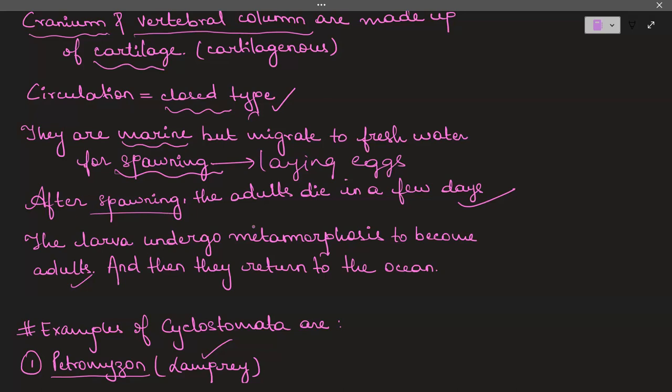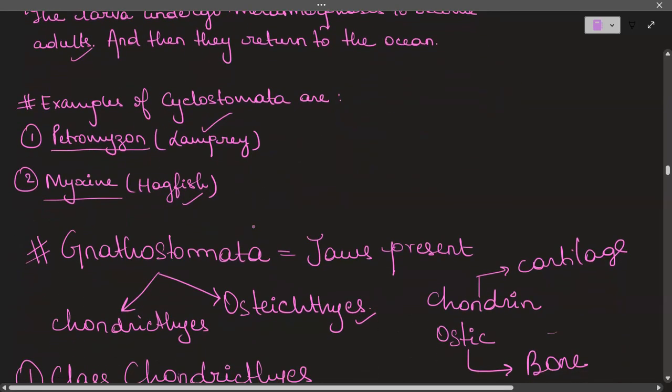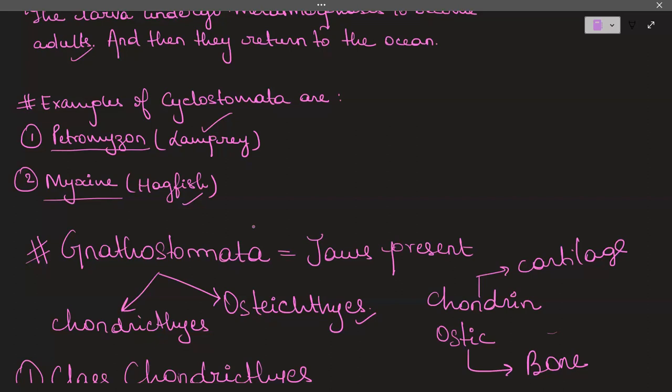Now, after the spawning is done, the adults die in a few days. Then the larva would undergo metamorphosis and become an adult, and then they would again go back to the ocean. And when they reach their reproductive age, they will again go to the fresh water for spawning. After laying eggs, they will die. And the cycle repeats. Now, examples of the cyclostomata are Petromyzon, which is commonly known as lamprey, and Myxine, which is known as hagfish.